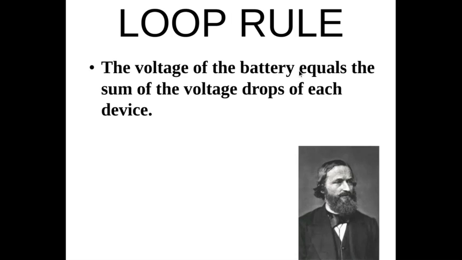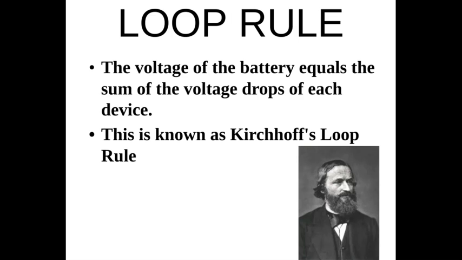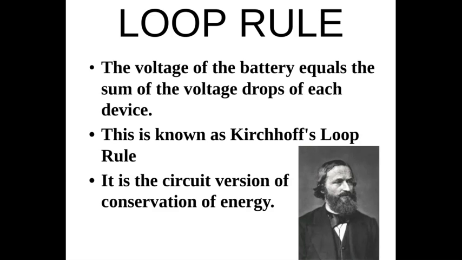So that says that the voltage of the battery equals the sum of the voltage drops across each device. So if you have a 9-volt battery, no matter how many light bulbs you have in there or whatever they are, they're going to use up all 9 volts of that battery. They have to. This has a name. The name's not super important, but it's known as Kirchhoff's loop rule after this gentleman right here, Gustav Kirchhoff. And it's basically the circuit version of conservation of energy.